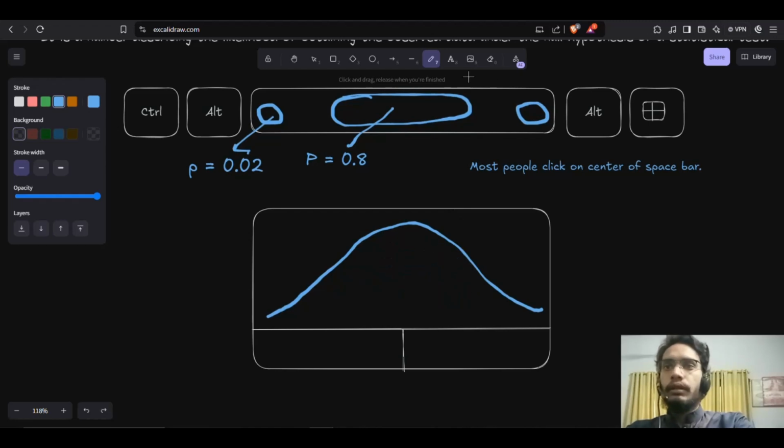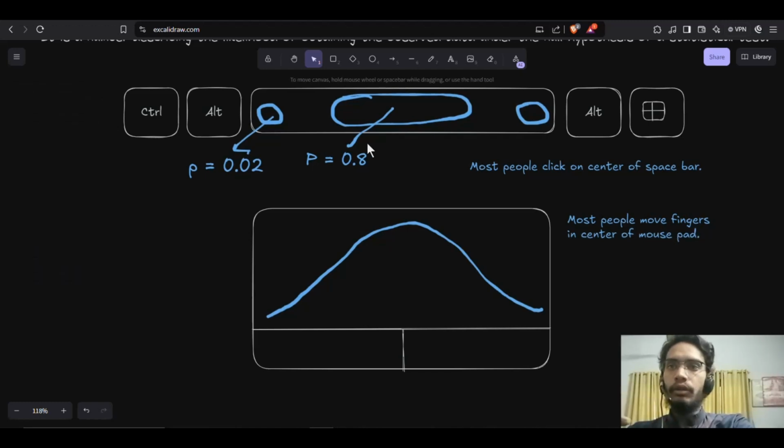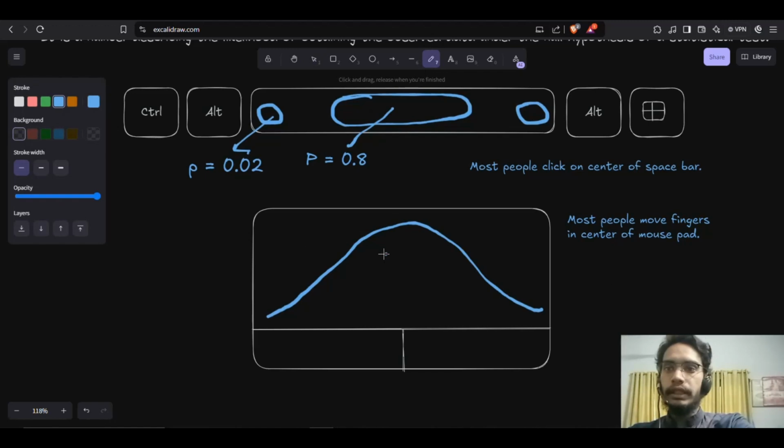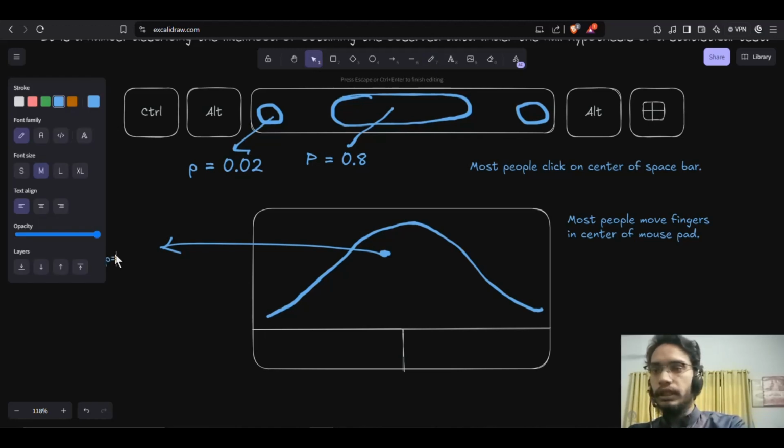So what do I say? If my null hypothesis says that most people move fingers in the center of the mouse pad, in this area, then this is my null hypothesis. Now for this area, let's say we have a p-value, P equal to 0.9.